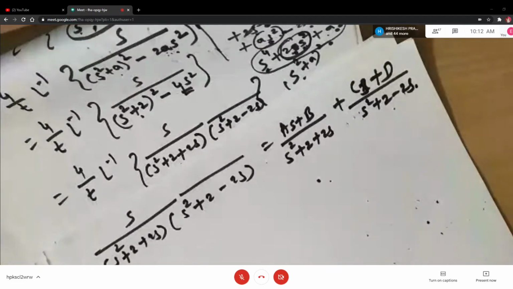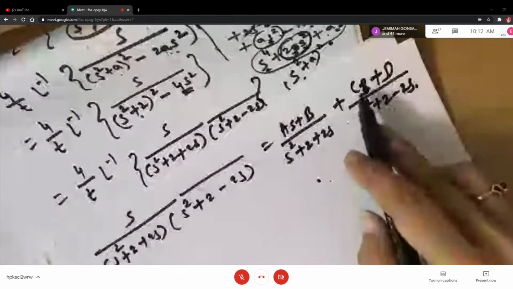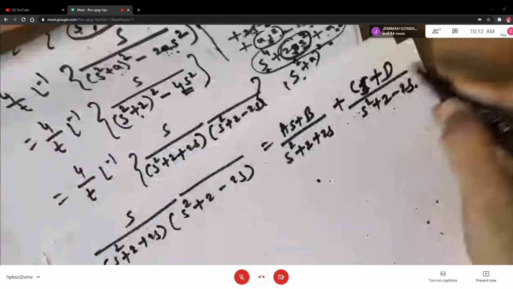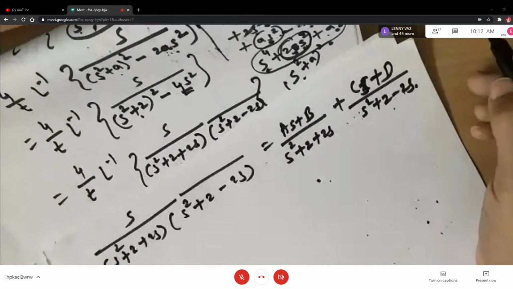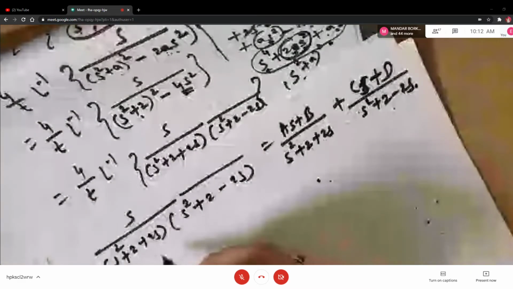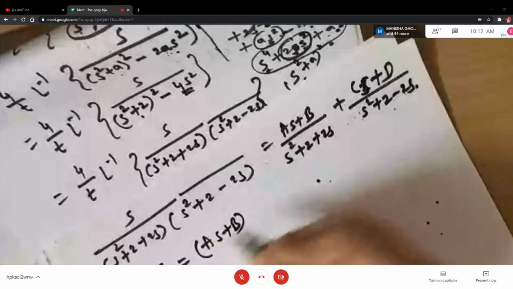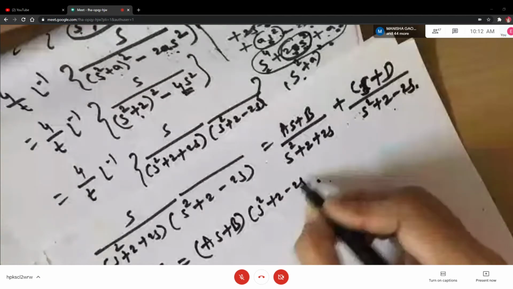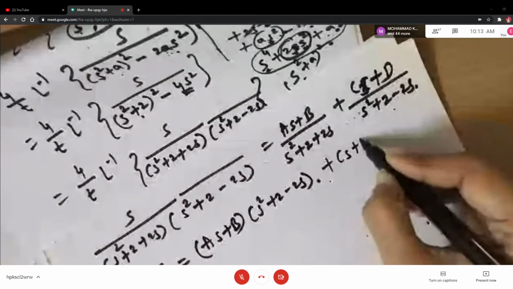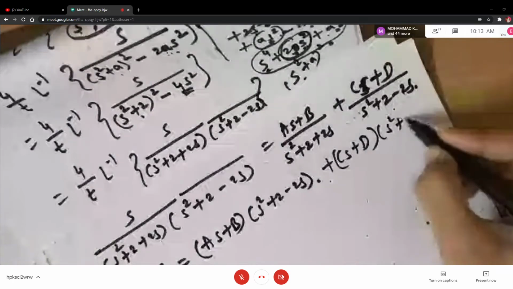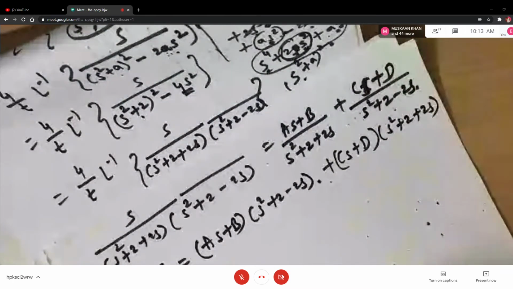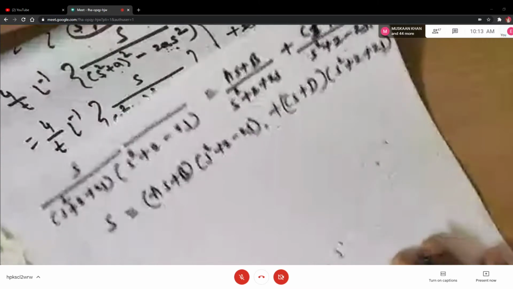As I explained how to go about partial fractions, whenever it is quadratic, the numerator will be a linear term. So as plus b and cs plus d. Understanding, no, students? Then you will be cross multiplying. So here s will remain, and on this side as plus b, s square plus 2 minus 2s, plus cs plus d, s square plus 2 plus 2s, and the denominators are getting cancelled. That step I am skipping.